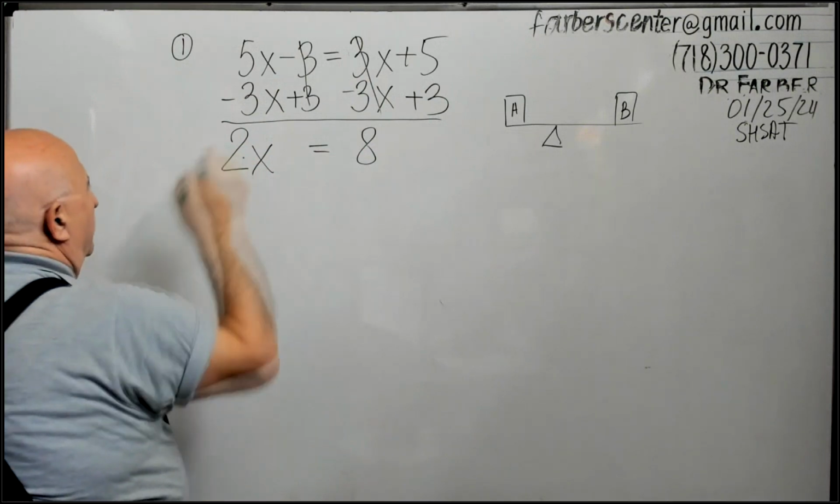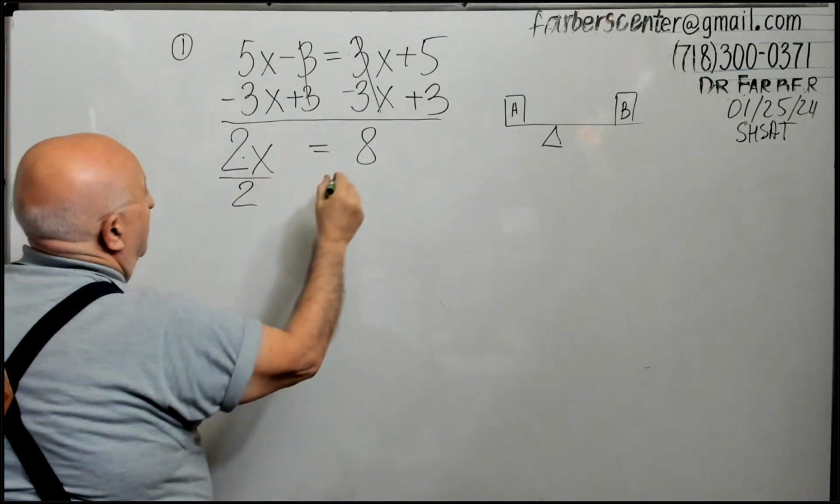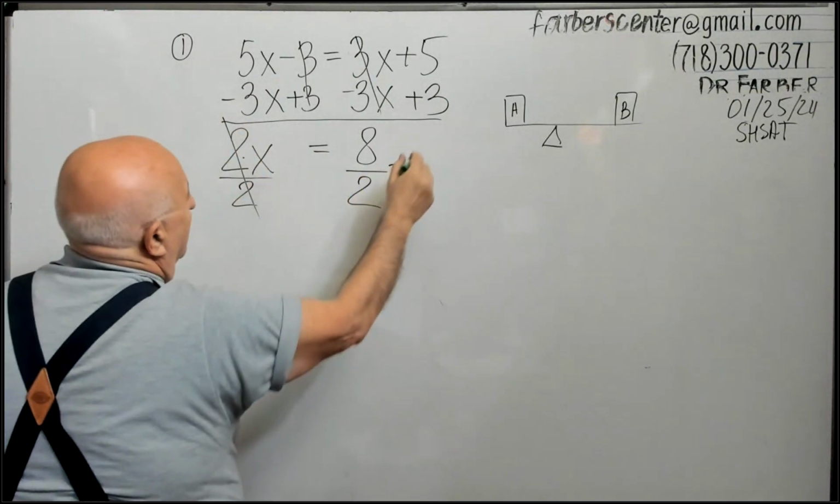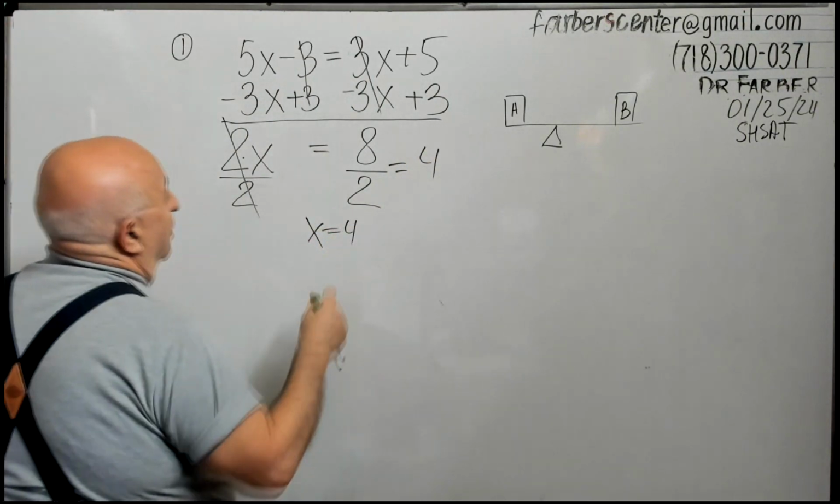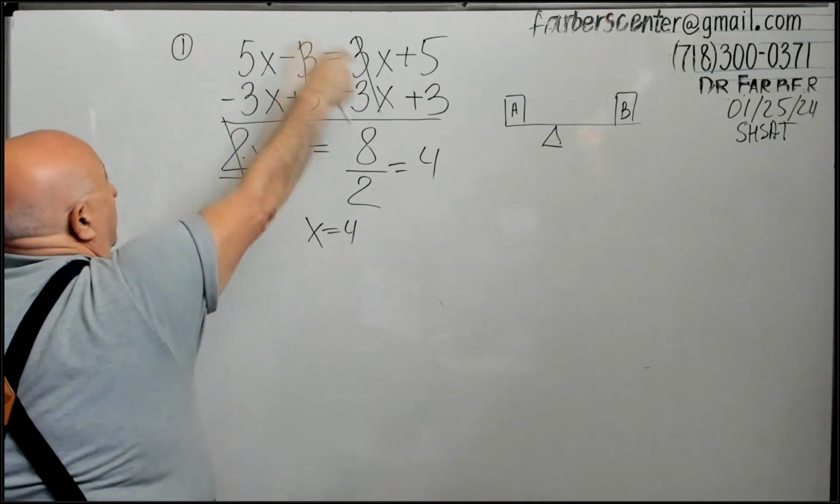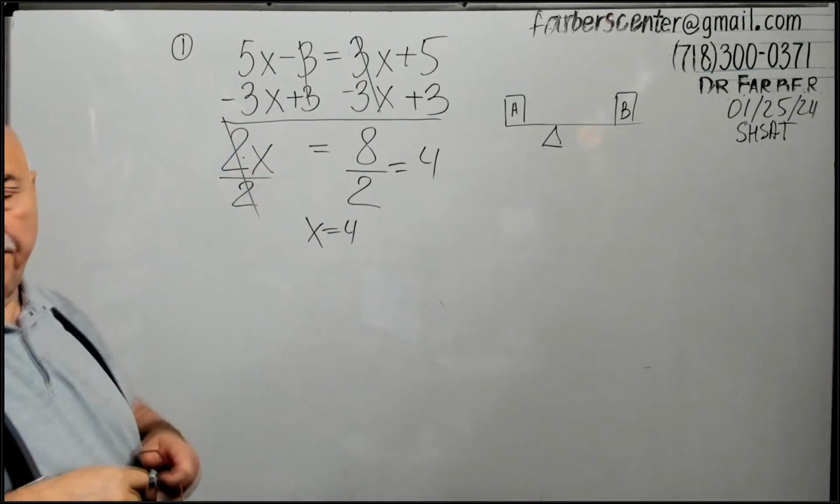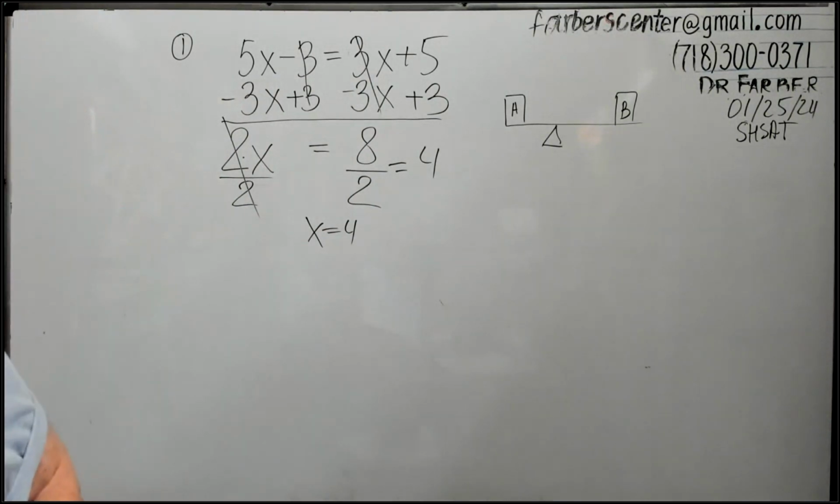So this is hidden multiplication by 2. Opposite of multiplication by 2 is division by 2. x equals 4. How to check? Plug in 4 instead of x, and you get left part equals right part. Who understands this? 100%. Good. Who has a question about this?